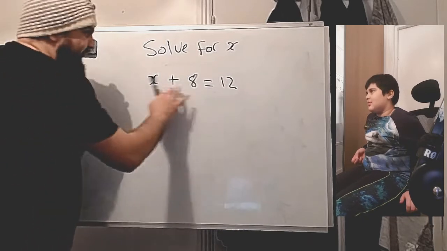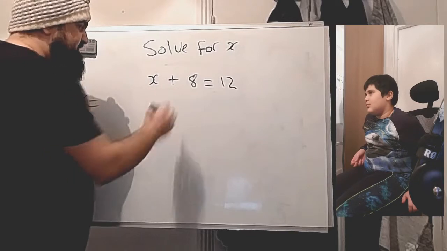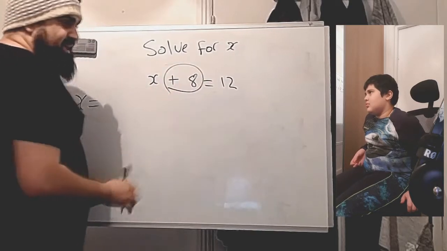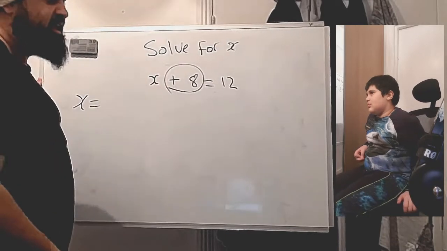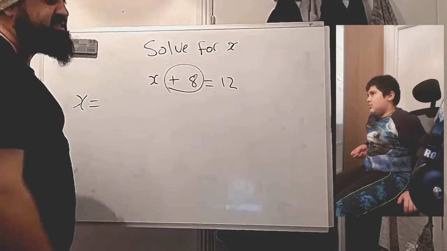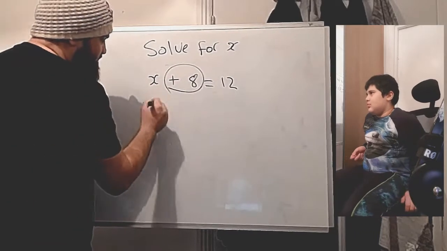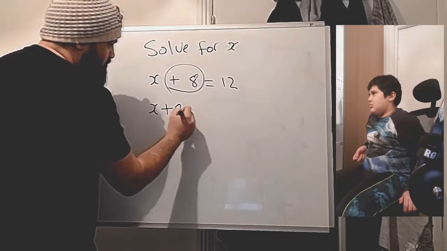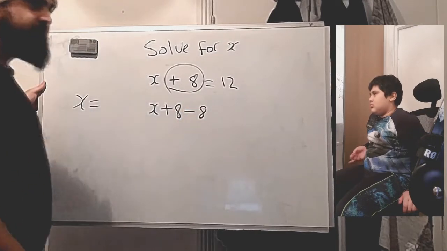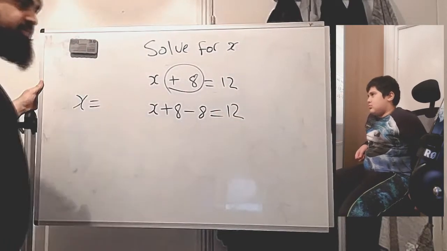But how can I get x by itself on the question side? I have x accompanied by this plus 8. If I could just get rid of this, I'll have x by itself on the question side. How? Easy. I could just say x plus 8, well, what if I just minus 8? And then we got equals 12.